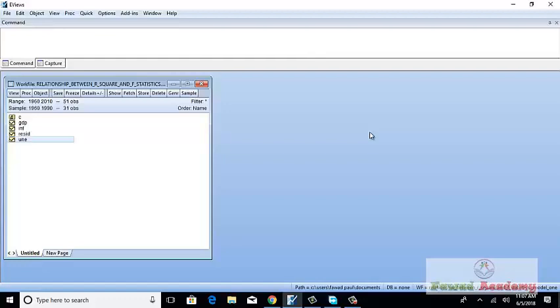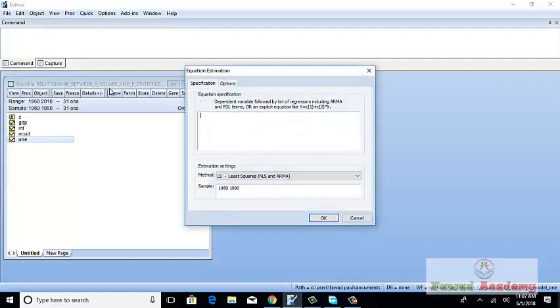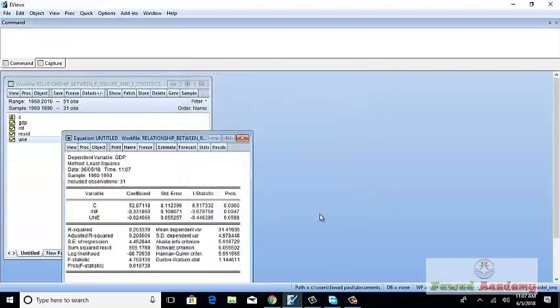Let's estimate. So go to the quick estimate equation. First write down the dependent variable, then constant and the independent variables, and then click OK. Here is the result. The dependent variable is the GDP and the independent variables are inflation and unemployment rate.